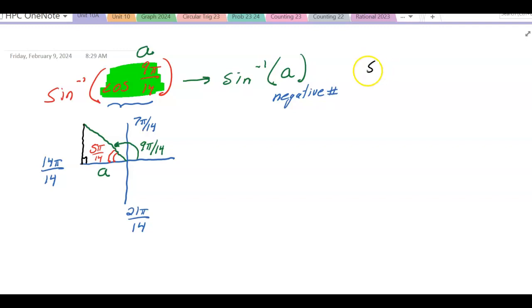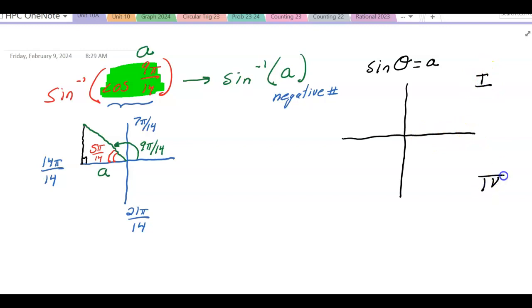Then step 2, I have sine of some angle is equal to a if I translate that. Inverse sine, remember, is restricted to quadrant 1 and quadrant 4. And a, which I'm highlighting here in pink, remember, is a negative number. And sine refers to the y value. So I have to draw this triangle in quadrant 4, and sine is the opposite over hypotenuse, so the a is going to go on the vertical.